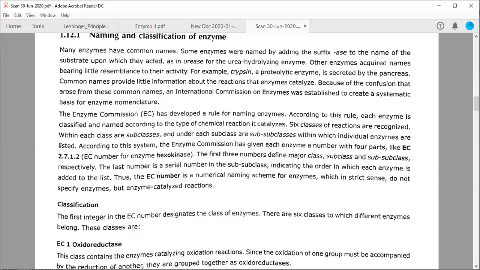So this is a specific EC number serial. In that particular category, the enzyme is added in that particular order. So when one new enzyme is discovered, one new number is given. So one will be added.